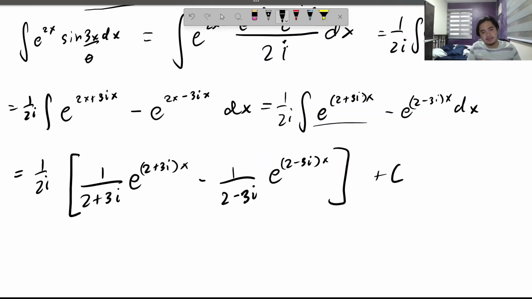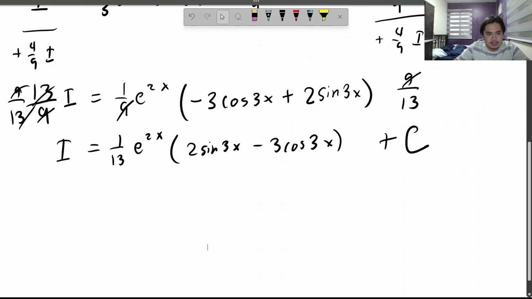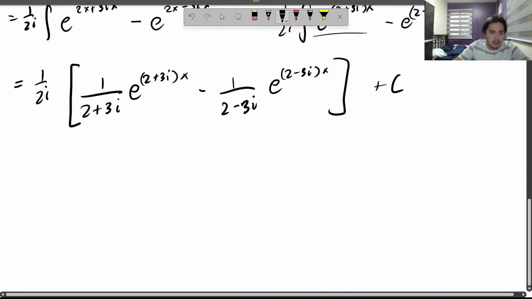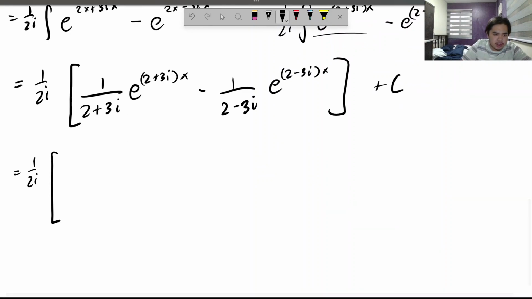Hold on. This looks a bit difficult to read, and it doesn't look like the answer earlier. It just looks weird. So let's try finding if there's a connection to the earlier answer. Let's remind ourselves what the earlier answer is. It's actually this: 1 over 13 e to the 2x, 2 sine 3x minus 3 cosine 3x. If that's in here, then maybe these are the same thing and I'm doing something correct. So let's set aside this 2i for now. Just put it way outside.